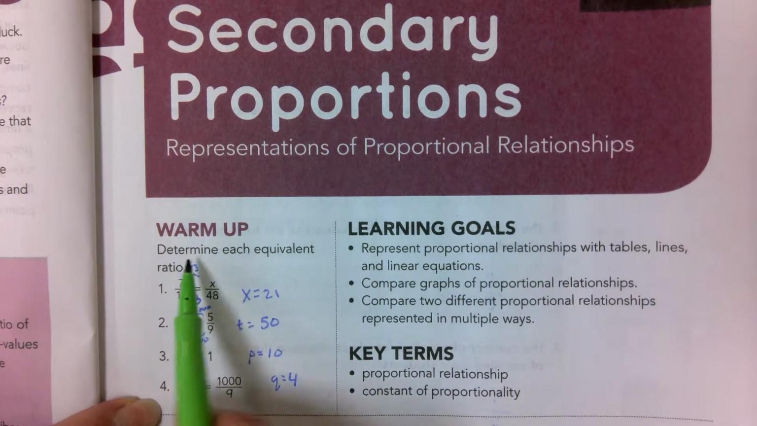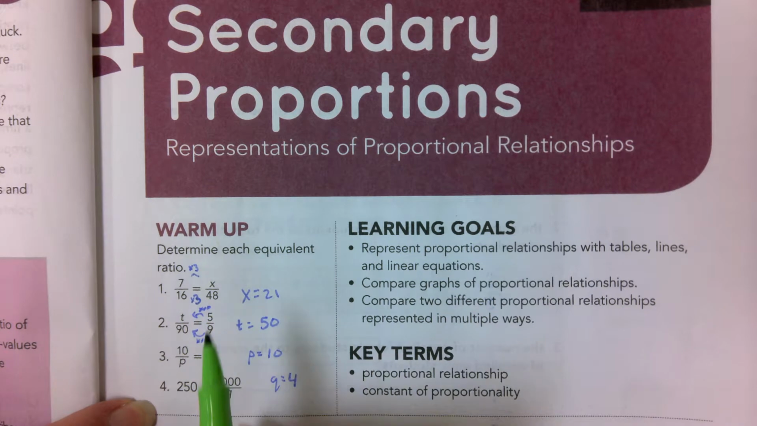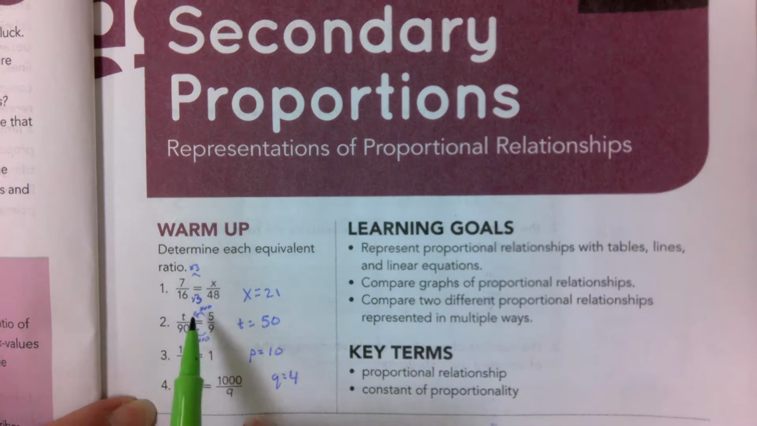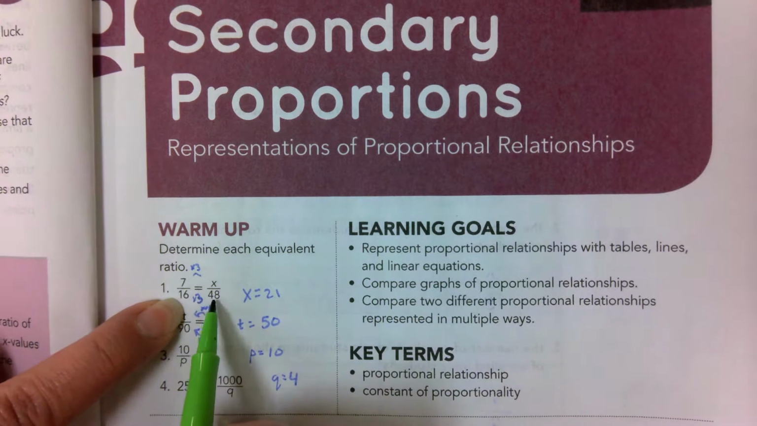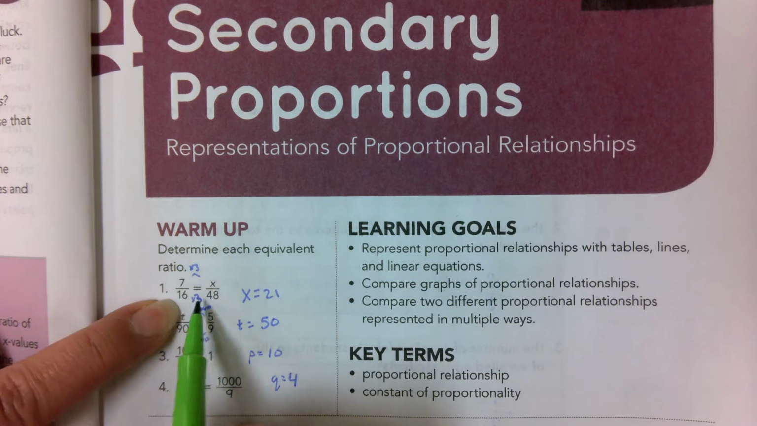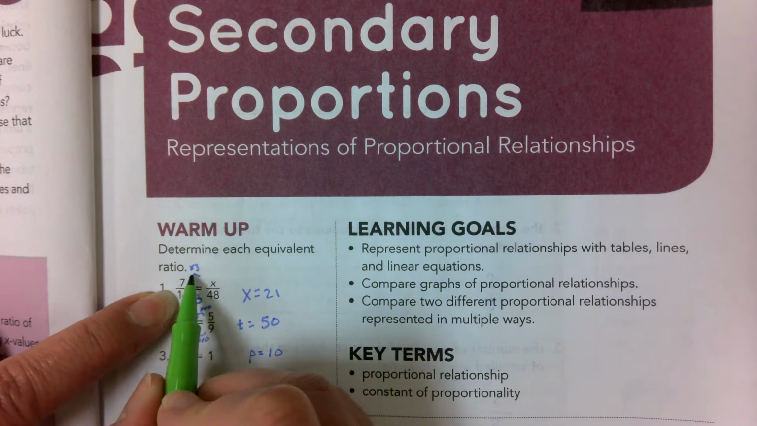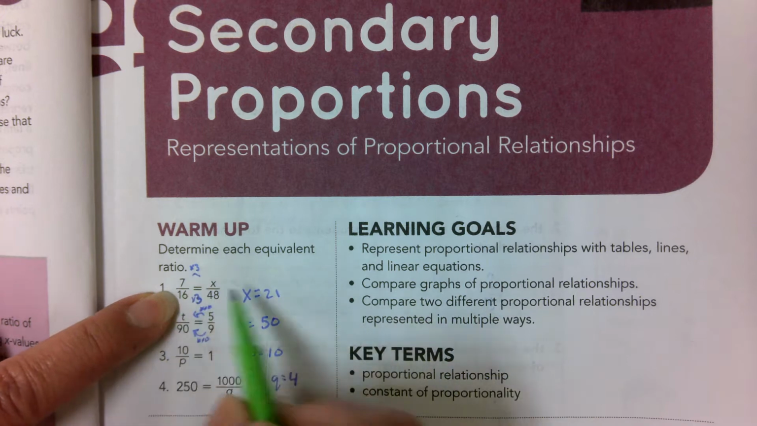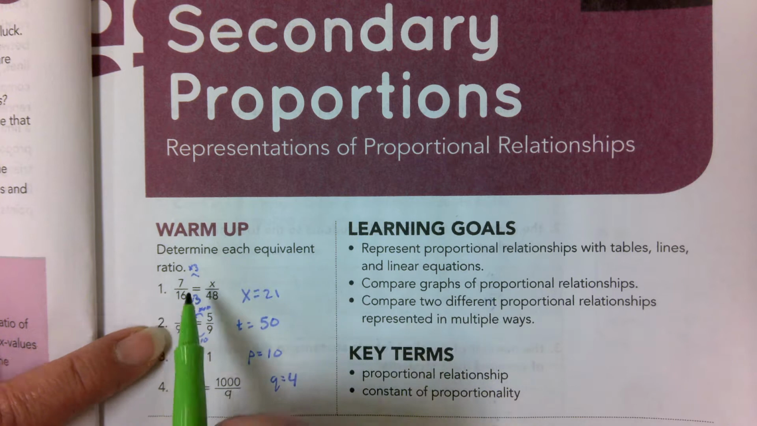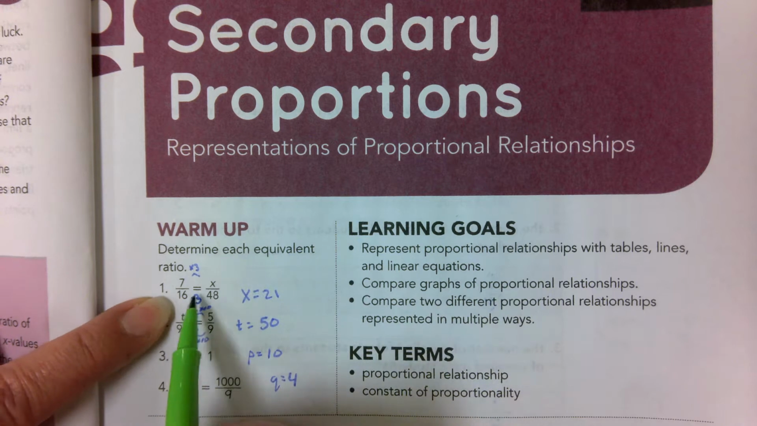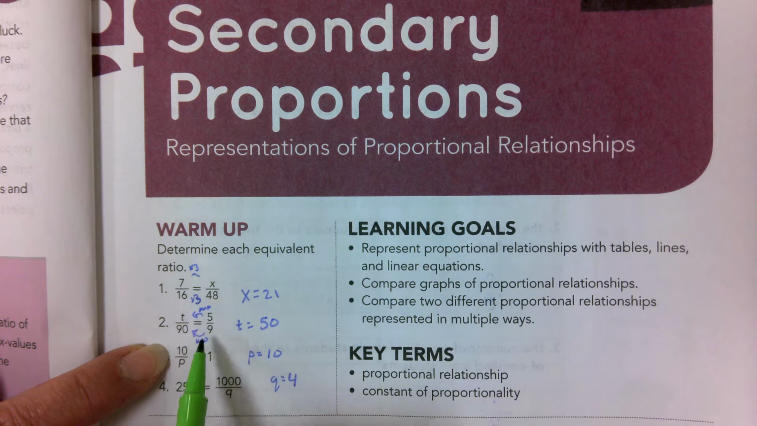So it says determine each equivalent ratio. So we're solving for some variable. And so you need to find out how many times 16 is multiplied to get to 48. And 16 times 3 is 48. So then all I do is multiply 7 times 3 and I get 21. You could also cross multiply and divide. Best thing is to check and see if you can multiply by a simple number first.